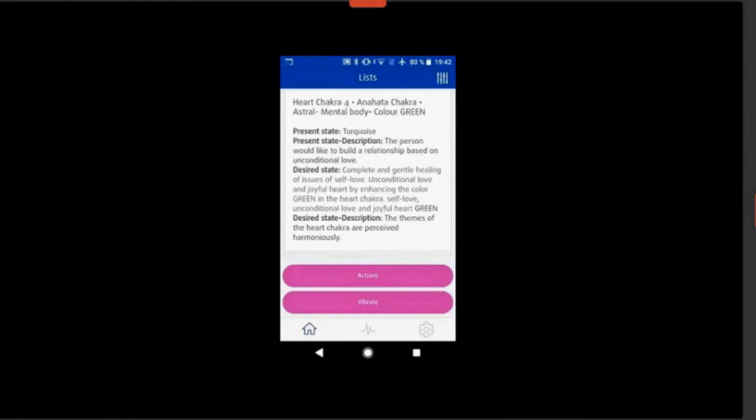So love, actually, you can't really buy love, as we all know, but it is a basic need of the soul. So the person would like to build relationships based on unconditional love. Let me think about what unconditional means, and what conditional means. Conditional means love is based on certain conditions.